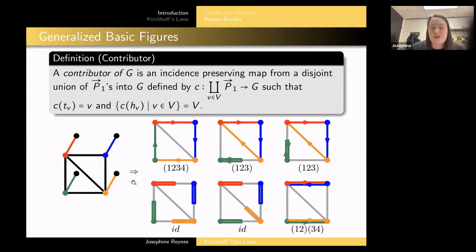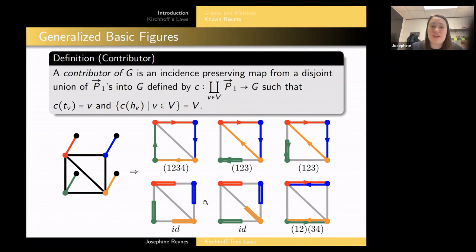Here are some ways that this could happen. For example, I could have all of them fall to create this 4 cycle. That's represented by the permutation 1, 2, 3, 4. I could have 3 of them fall to 1, 2, and 3, and that forces this 4th one down here to fold back on itself as a back step. There are 2 different ways that could happen, so this permutation is counted twice.